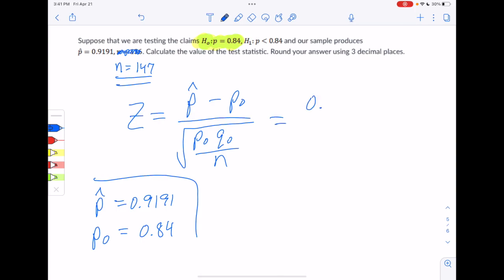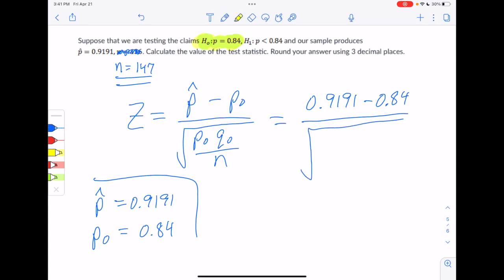So for the P hat, 0.9191 minus the claim value of P, 0.84, and then drop down into the denominator. Make sure that you're noting that it's P0, which matches the second piece. So that was our 0.84 over here. So we're going to do 0.84. The next number is always times 1 minus the first number. So 0.84, subtract that from 1, you get 0.16. So your Q0 right here comes from 1 minus your P0 right there.